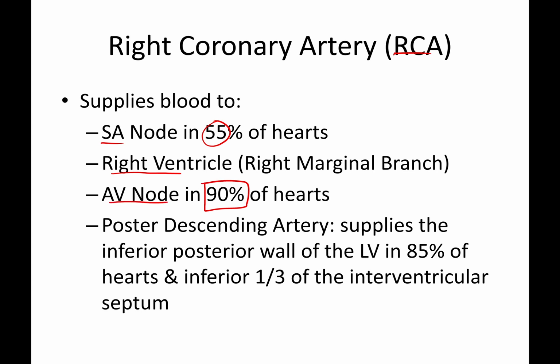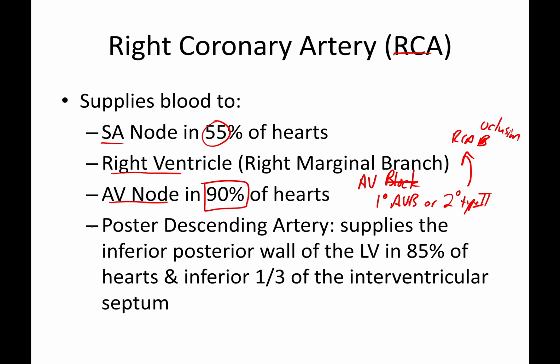So it would make sense that if you have an AV node block, so your first degree AVB, or second degree type 2s, probably is due to an RCA occlusion. I know I didn't spell it right, but you get the picture.